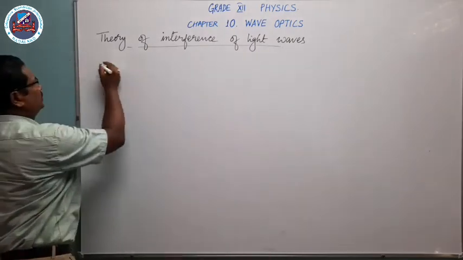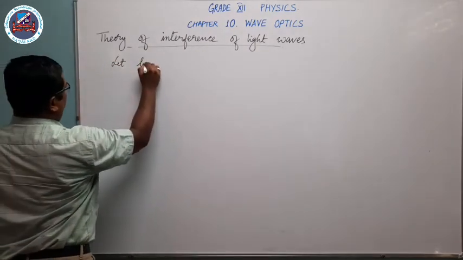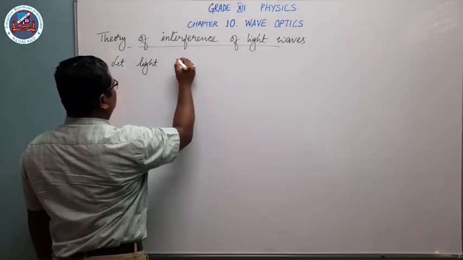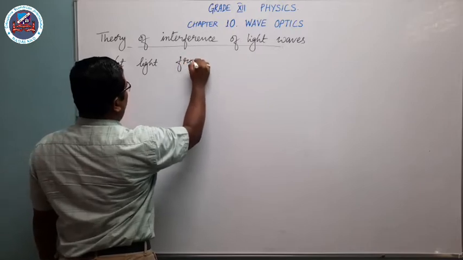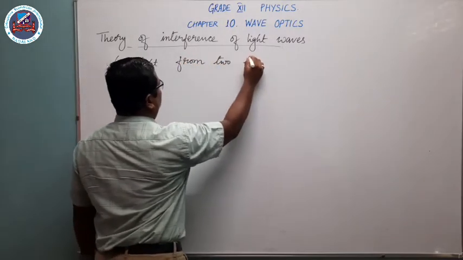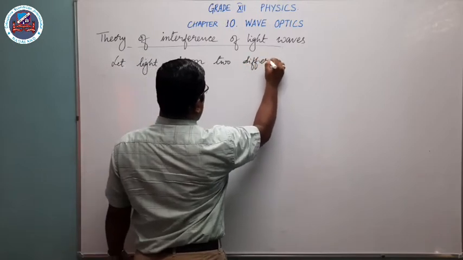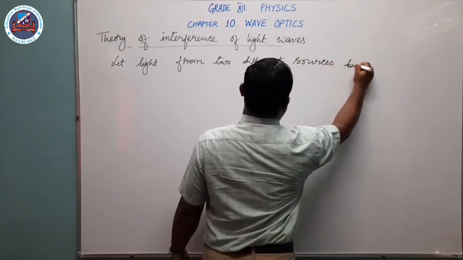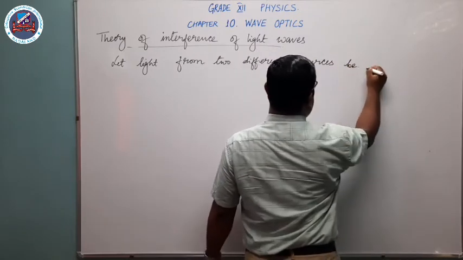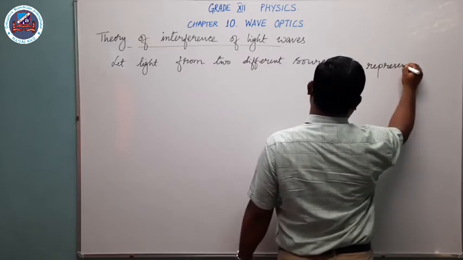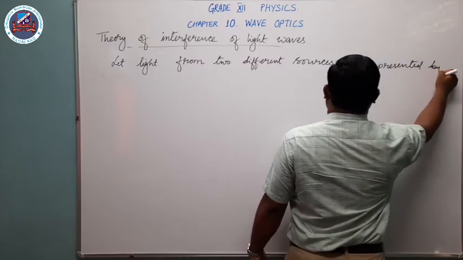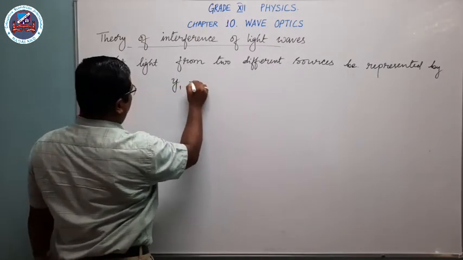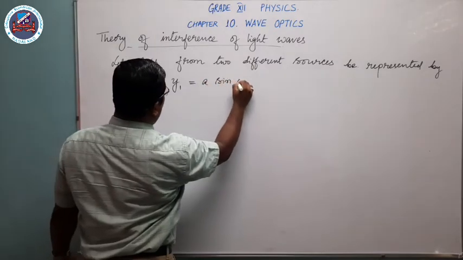Let us take light from two different sources, to be represented by waves. Let us take the first wave as displacement y1 equal to a sine omega t.